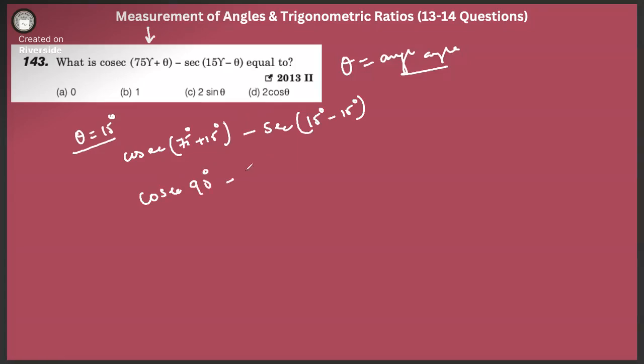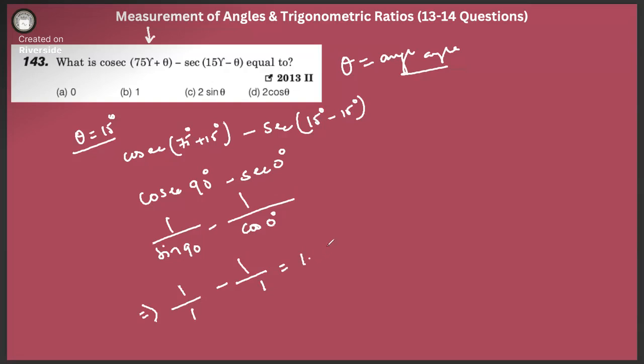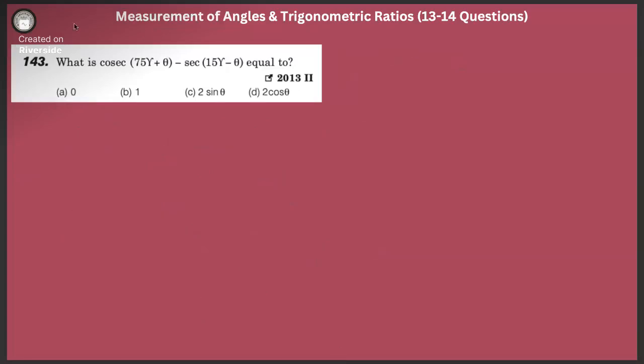Cosecant 90 minus secant 0, right? How much is cosecant 90? 1 divided by sine 90. Secant 0 is 1 divided by cos 0. Sine 90 is 1. Cos 0 is also 1. So 1 minus 1 is 0. What is the correct answer, guys? Are you getting it? Yes, sir.